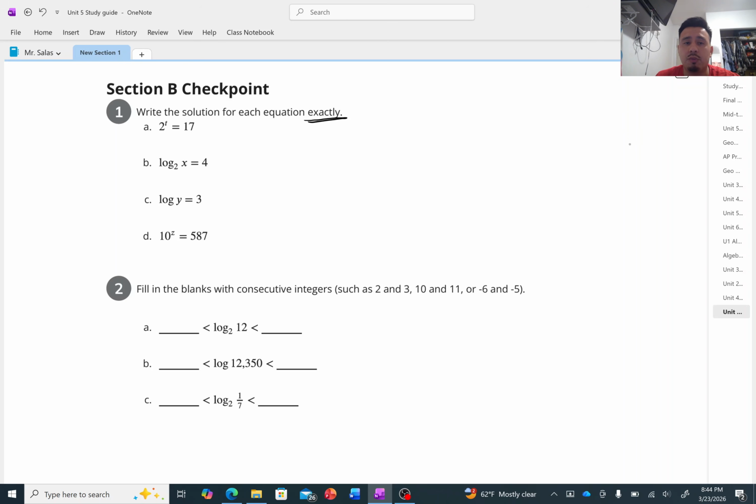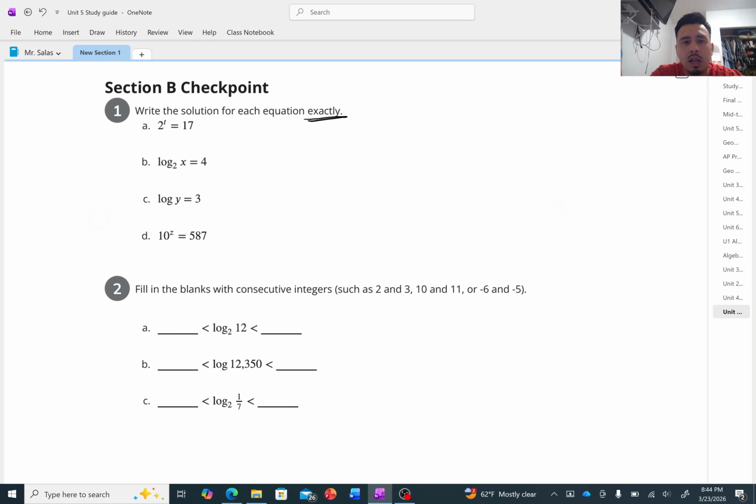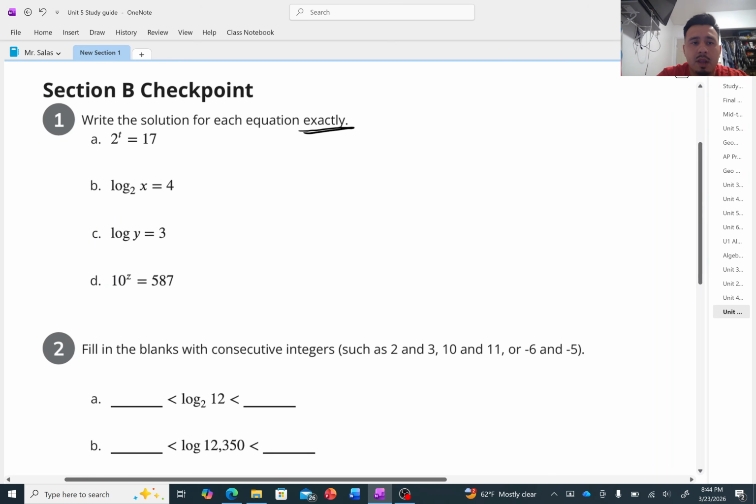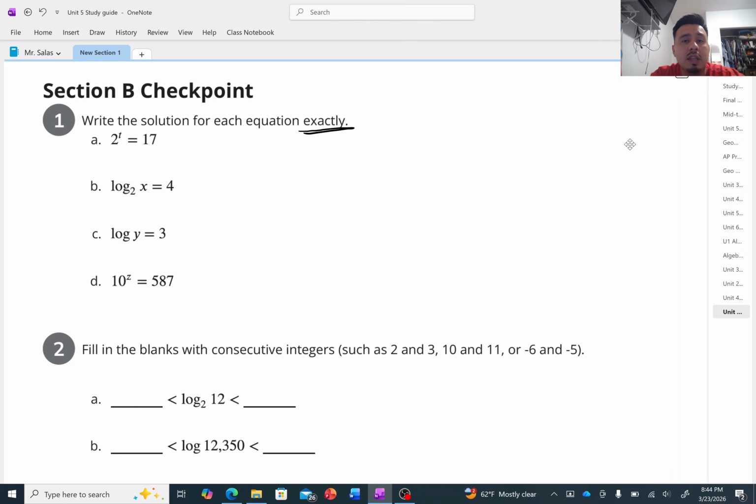So for example, let's look at the first one. Let me zoom in a little bit. Here we go. If I have 2 to the power of t is equal to 17, that is asking me, 2 to what power is going to be 17? I don't know how to solve for an exponent, but guess what? I know how to turn this into a logarithm. I'm going to go ahead and use my base.